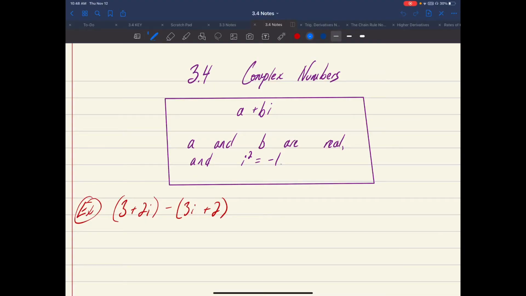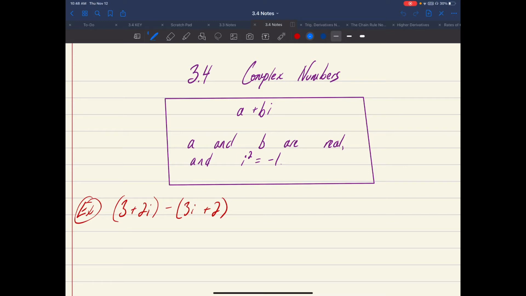3.4 is about complex numbers. This section is fairly short. The operations are fairly simple. So in this box, I just wrote the two things you need to know. a + bi is the form of a complex number. a and b are real numbers, and i is your imaginary unit, and i squared is equal to -1.